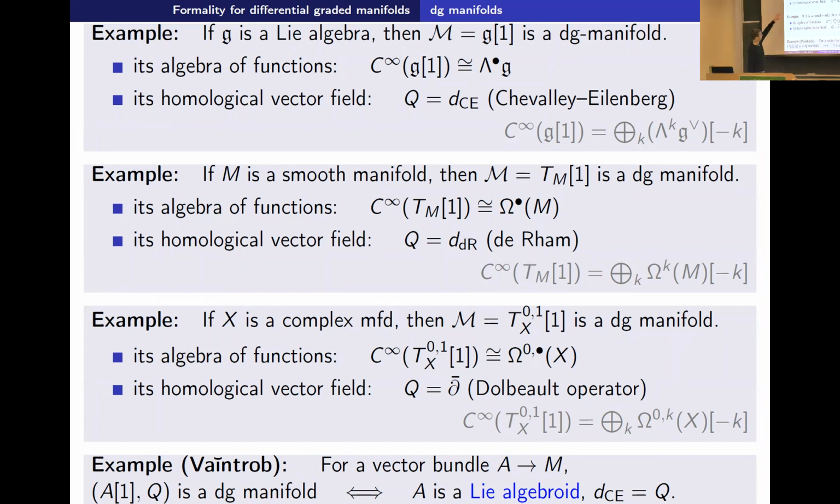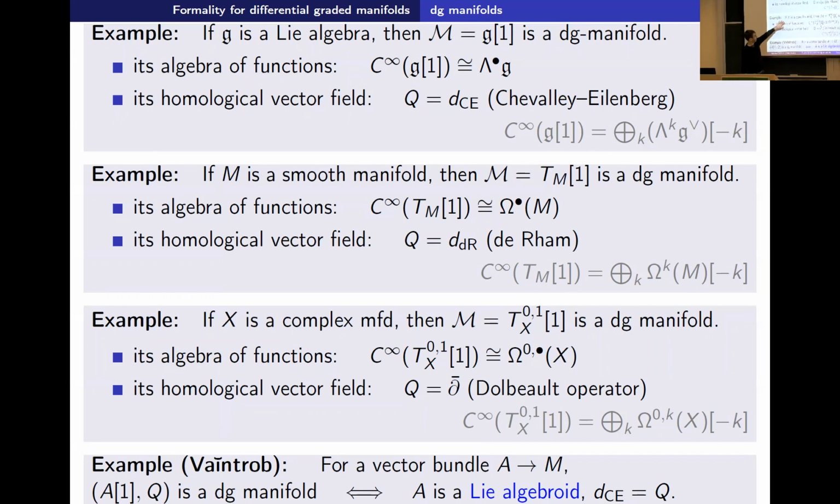Another example: start with any smooth manifold M, and then you can form TM shifted by one, and that's a DG manifold. What is the algebra of functions on TM shifted by one? By definition, it's just the algebra of differential forms on M, and here the homological vector field Q would just be the de Rham derivative. I have a question. In your example, C infinity of g[1] can be identified with the forms that are invariant, right? On the group. Yes, that is the idea. Thank you.